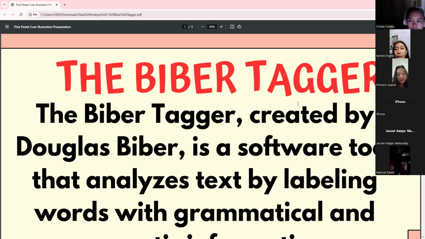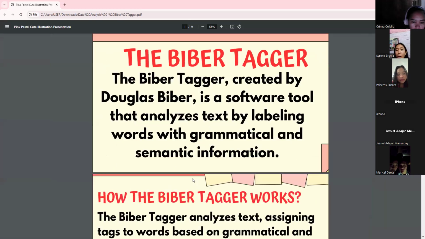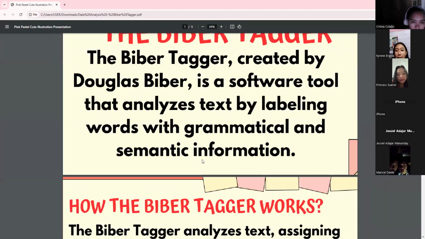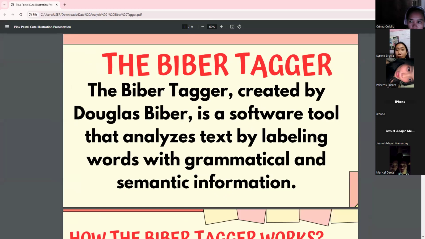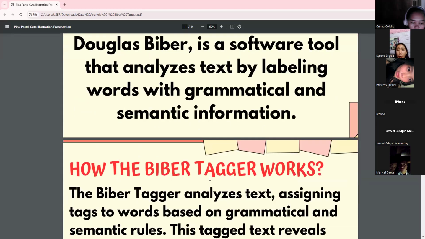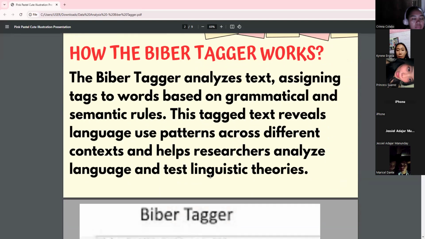Good evening, everyone. Tonight, we're going to talk about the Vibe tagger. The Vibe tagger, created by Douglas Biber, is a software tool that analyzes text by labeling words with grammatical and semantic information. It assigns grammatical and semantic tags to words to identify language patterns and aid linguistics. So, how the tagger works.